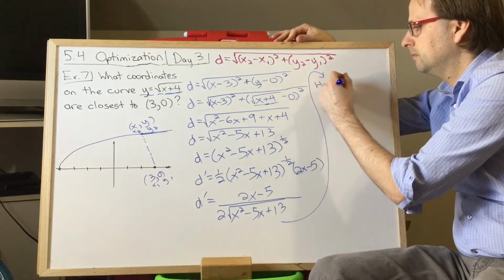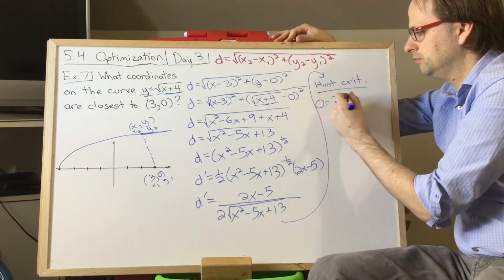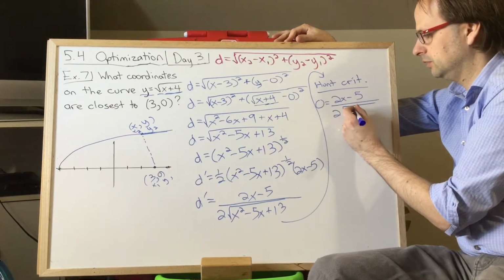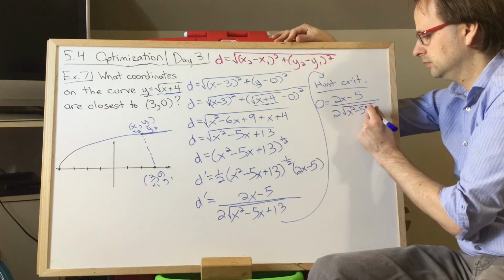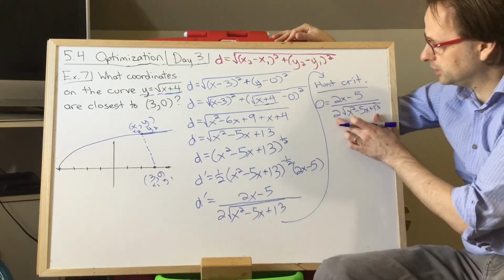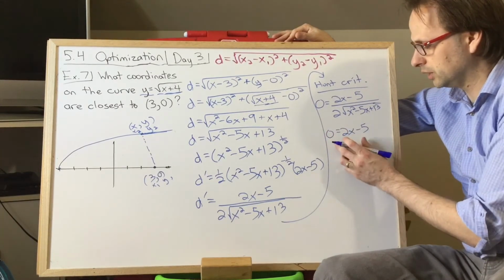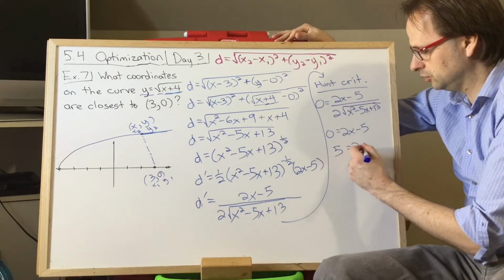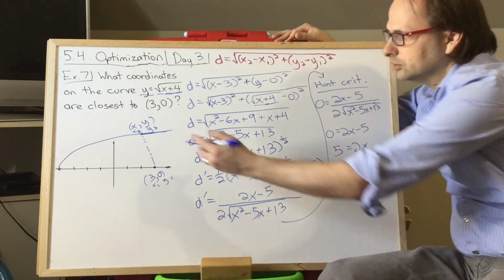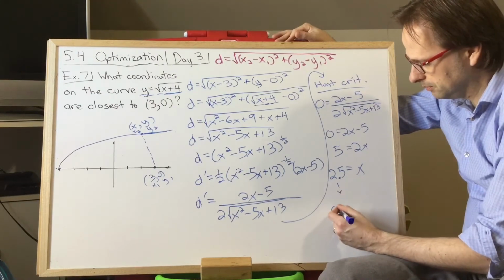Otherwise, we hunt our critical values by setting the derivative equal to 0. 2 root of x squared minus 5x plus 13. And just times both sides by this bottom. And if you noticed that earlier on, then you can just go straight to this little equation. 5 equals 2x, or x is 2.5, which looks like a reasonable x coordinate over here for our minimum distance. There's our critical value.